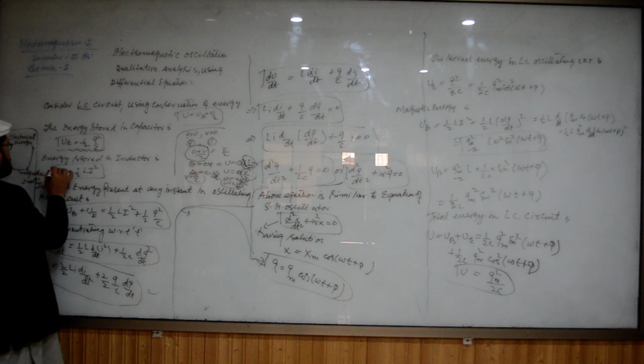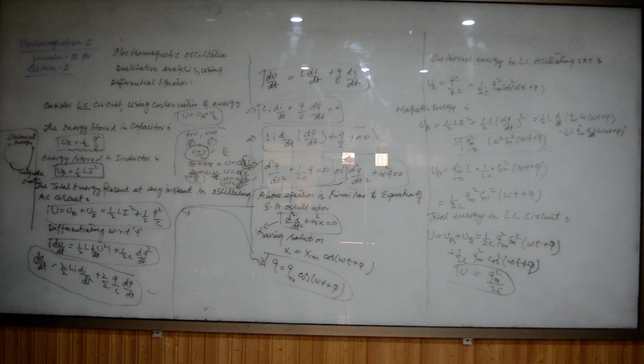Similarly, energy stored in the magnetic field: when there is a flow of current across a conductor, a magnetic field is developed. For example, this is a capacitor, and here you have an inductor, and this is a switch. When there is a flow of current in the inductor, a magnetic field is developed, and the amount of energy stored in the magnetic field of the inductor is UB is equal to 1 by 2 Li square.